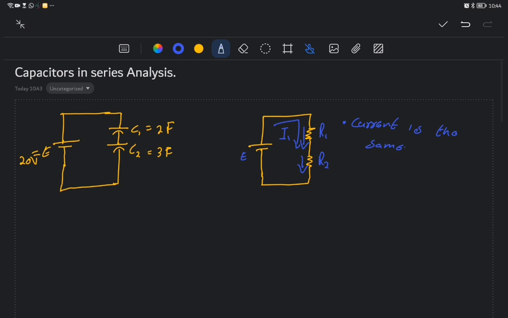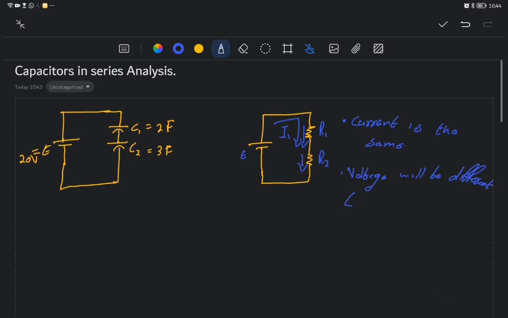It's the same current. Now also we know that the voltage will be different. What will you use? You'll use the voltage divider rule between those two resistors, right?